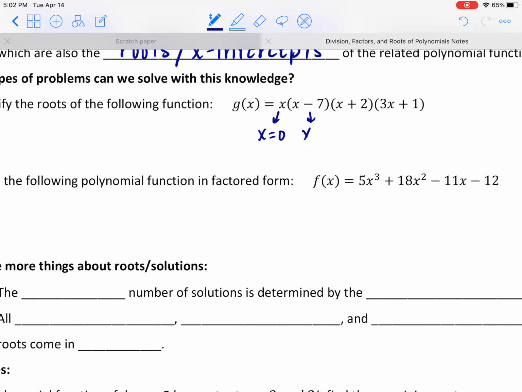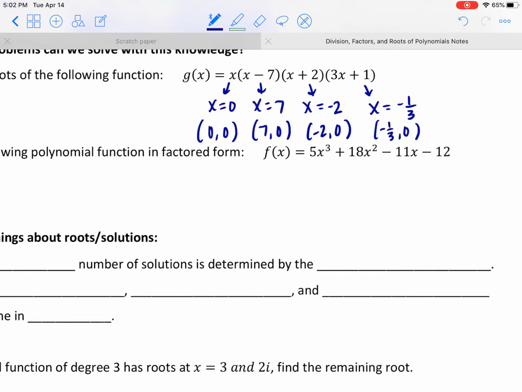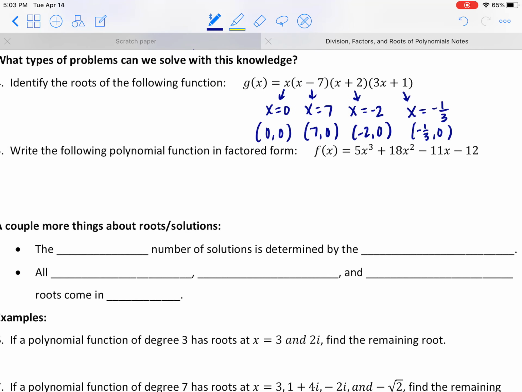This one tells me 0 is going to be a solution. So maybe 2 steps here. This one tells me 0 would be a solution. This tells me 7 would be a solution. This tells me -2 would be a solution. And this tells me -1/3 would be a solution. That means we would have a root at (0, 0), a root at (7, 0), a root at (-2, 0), and a root at (-1/3, 0). Okay? So without even having to go into Desmos, I can see the roots that are happening there.